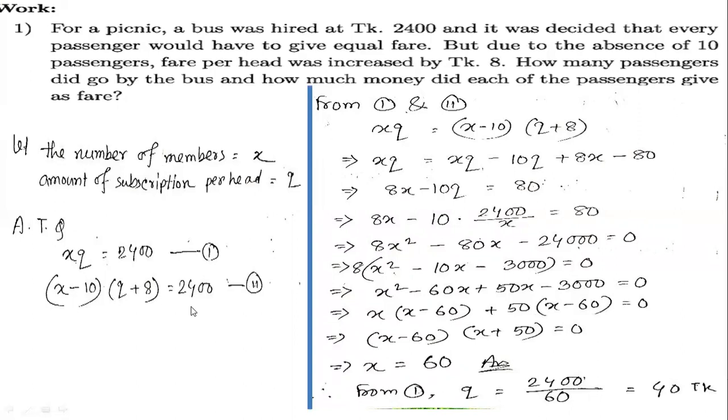Clear? Okay, now from 1, just putting the value of x in here, then you will get the value of q equal 2400 divided by 60, and this is nothing but 40. So the number of members was 60, and each of them had to give 40 taka per head.